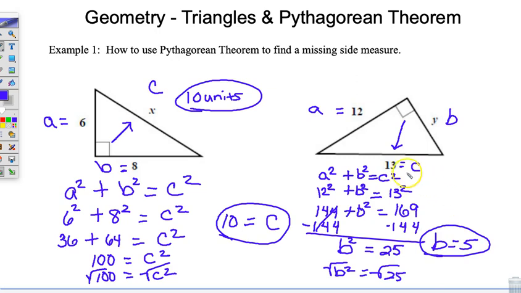Now that missing measure had to be smaller than my hypotenuse, so it would make sense that B is equal to 5.